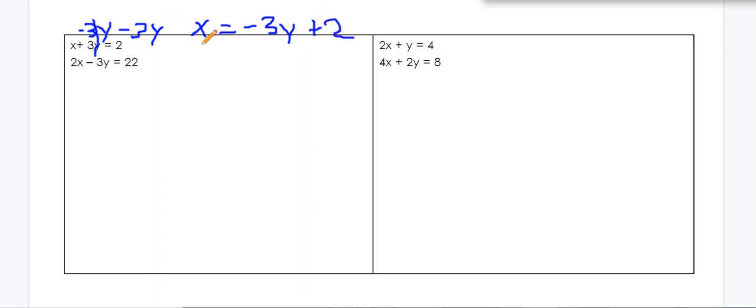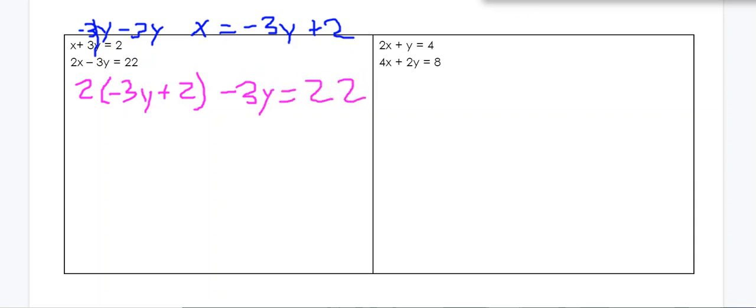All right, so I have x by itself. I have a coefficient of 1 in front of the x. So now I can take this over here and plug it into this equation. So I have 2x minus 3y. Instead of x, I'm going to plug in that negative 3y plus 2. And then I still have that minus 3y, and I still have that 22.